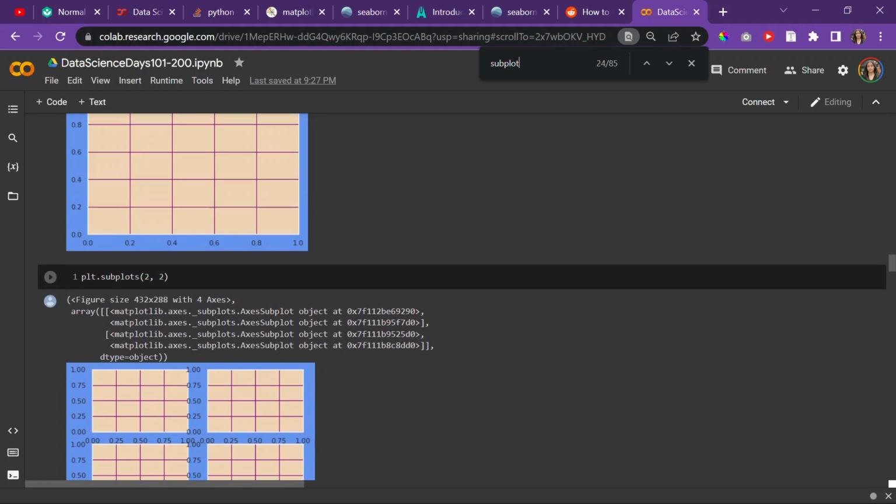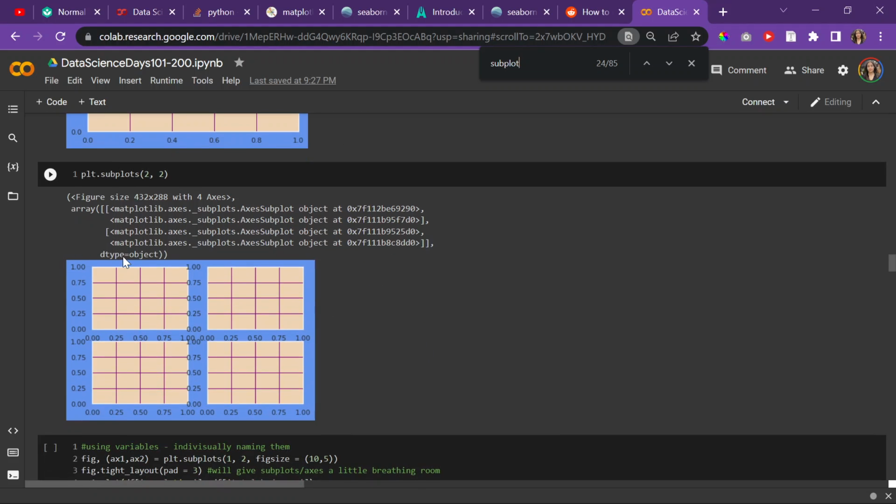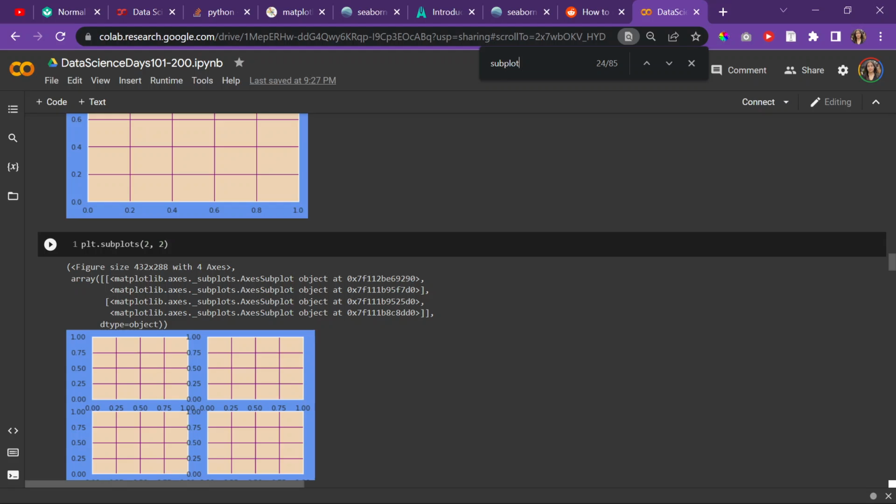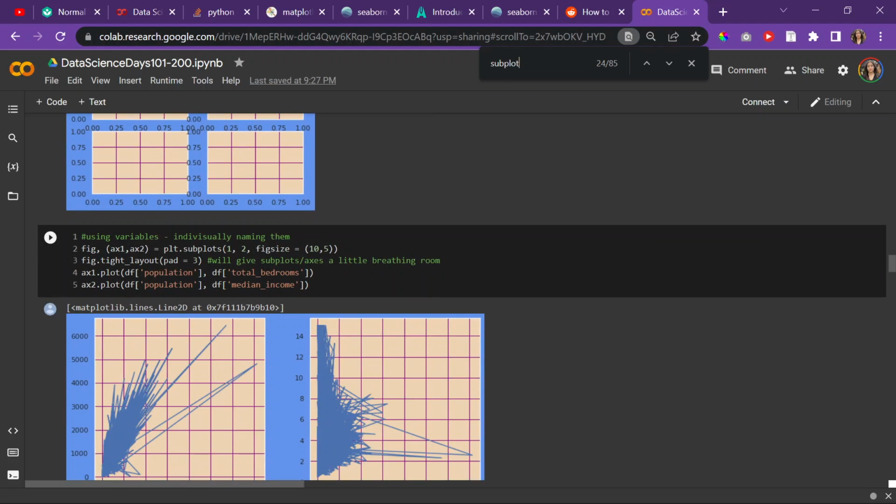Right. Okay, over here. What did I do here? Subplots 2, 2. So 2 columns, 2 rows, right? And then this is what I was trying to do. So axes 1.plot. Oh, you would put them in parentheses. That's why. I remember this.